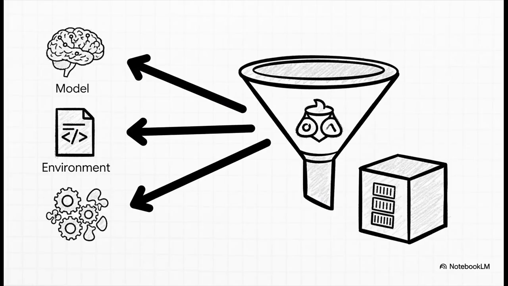So here's the crucial point, right? Docker takes these three critical pieces, your trained model, your application code, and the entire software environment it needs to run, and it fuses them all together. You get one single, portable, reproducible, and production-ready unit.